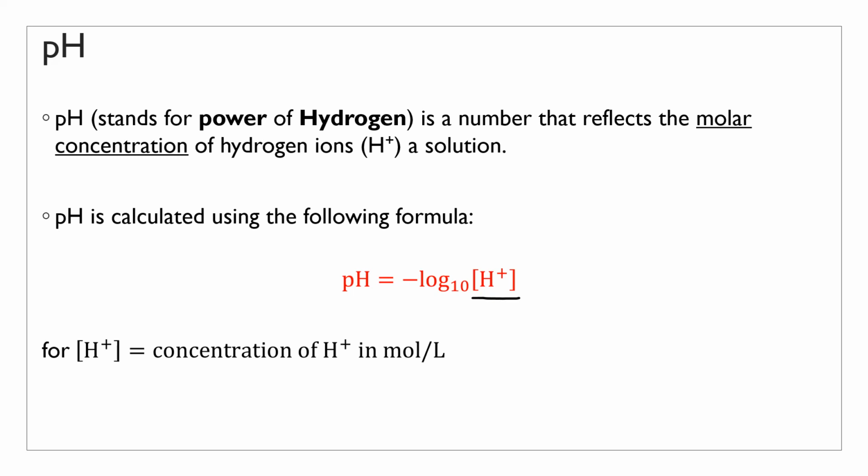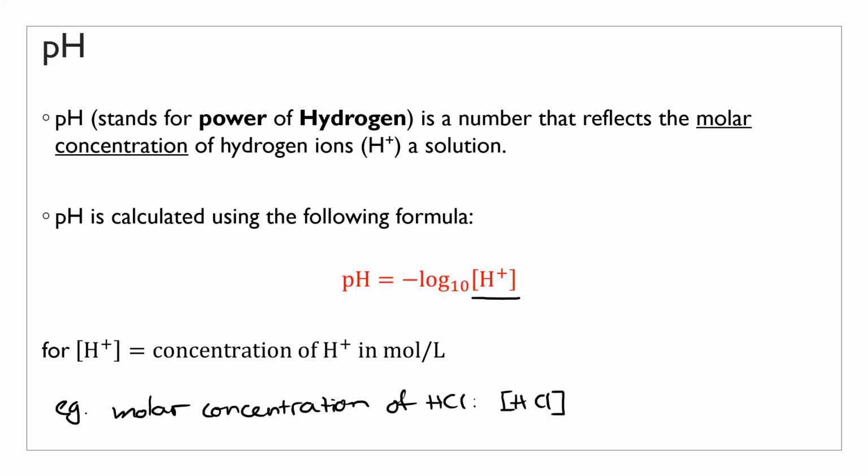So a square bracket explicitly implies molar concentration of something. If I write square brackets H+, it means concentration of H+ in mole per liter. For example, if I want to write the concentration in mole per liter of, say, HCl, then that's the same as square bracket HCl. So whenever you use square brackets in chemistry, it represents not just concentration, but specifically molar concentration, or concentration in mole per liter.